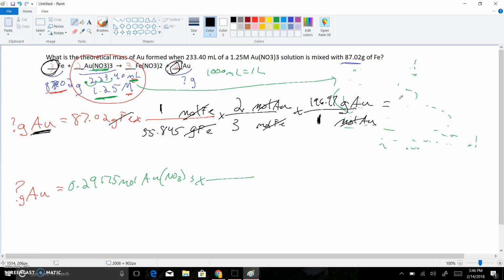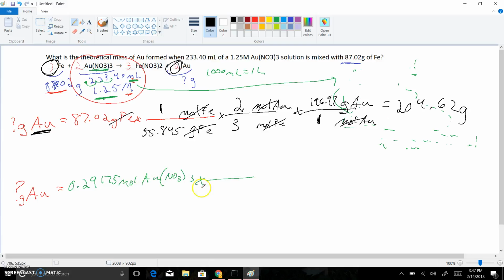At this point, I'm just going to use my calculator. I got 204.62 grams. Okay, now I can do the bottom problem. I really don't know if that's the right answer or not, because I have to do the bottom problem too. I have to decide who's the limiting reactant.